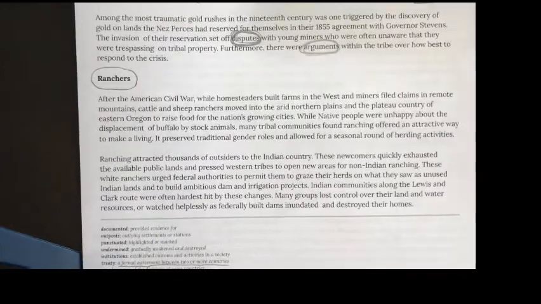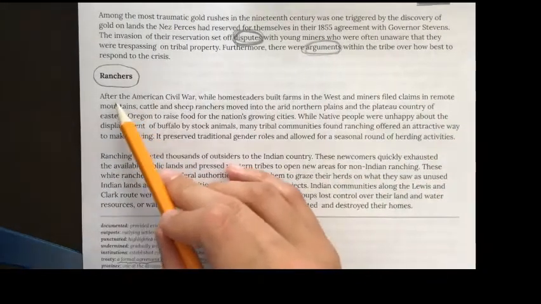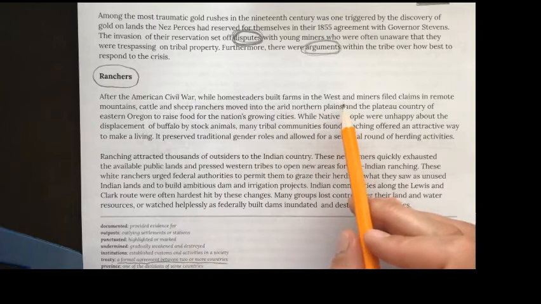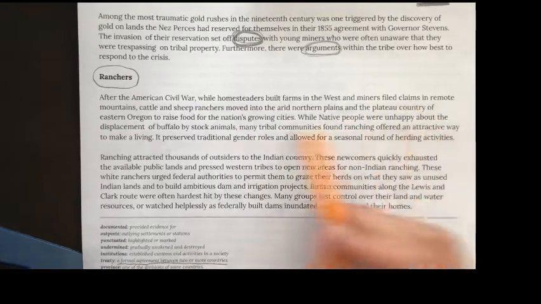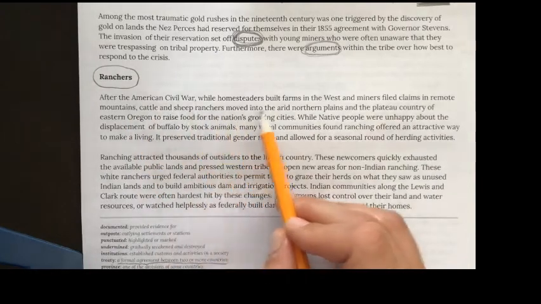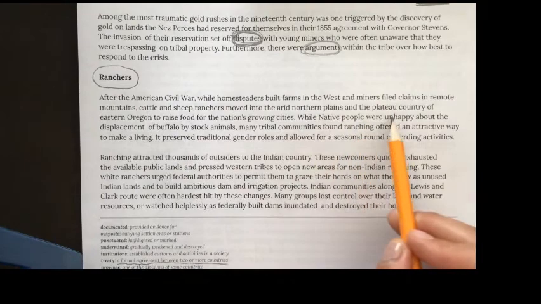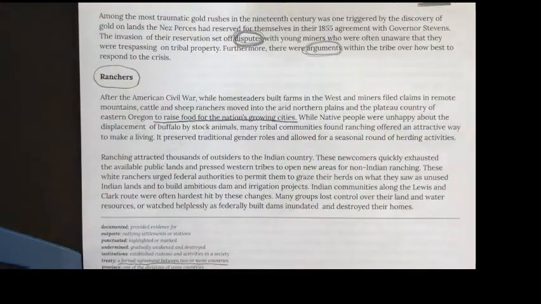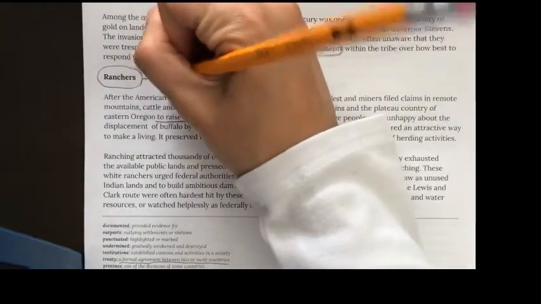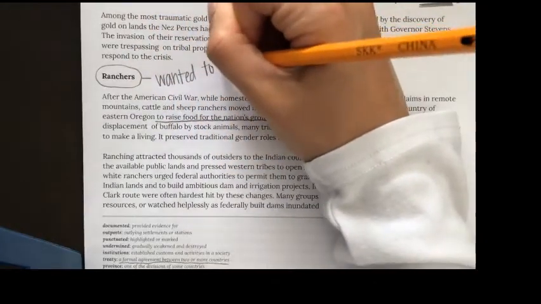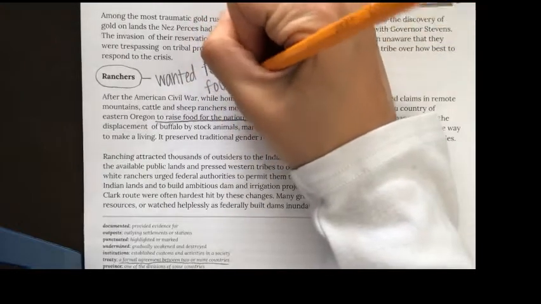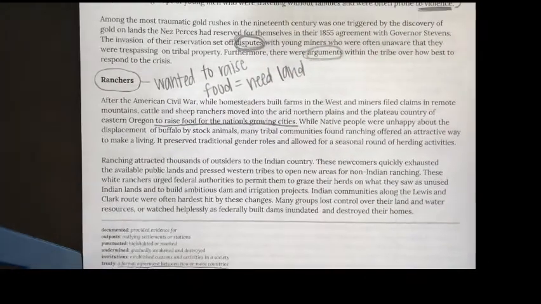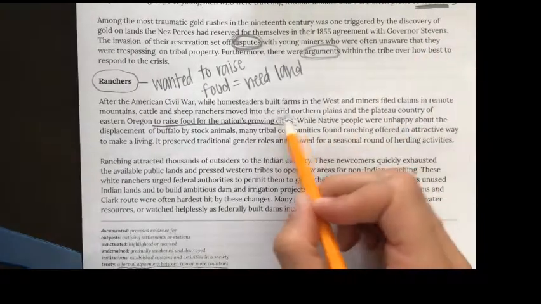We're going to read about one more group. Ranchers. After the American Civil War, while homesteaders built farms in the West, and while miners filed claims in remote mountains, cattle and sheep ranchers moved into the arid northern plains and plateau country of Oregon to raise food for growing cities. Okay, so that tells me ranchers wanted to raise food, which obviously you need land for, right? So they went west to get more land because the cities were all growing, and so they had more people to feed.